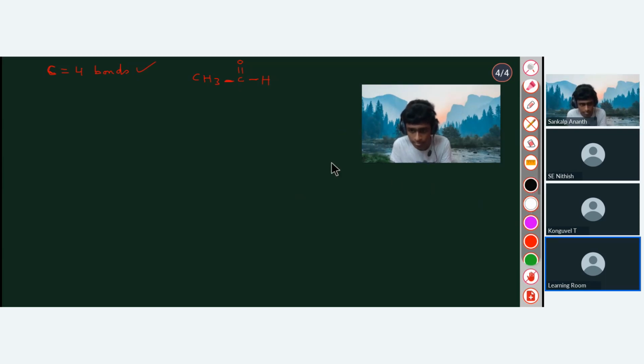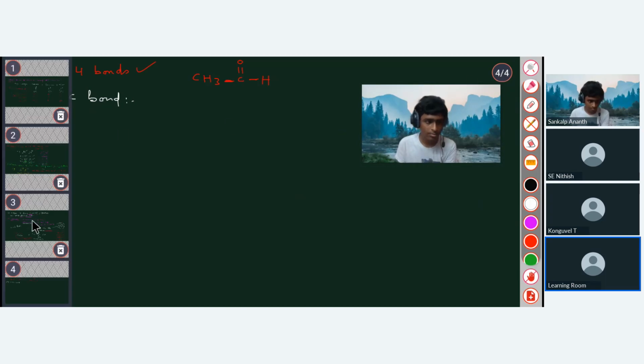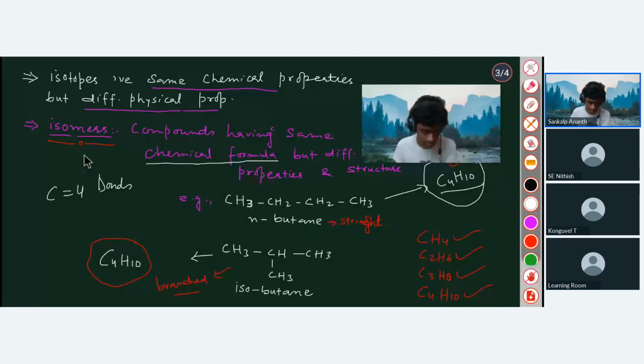Next, we first have to see the two types of bonds. One is known as the ionic bond, another is known as the covalent bond. Can you go to the previous page, sir? Carbon is tetravalent, right? It always forms tetravalent bonds. Yes, exactly, it is always tetravalent. Okay, I will show the previous slide.